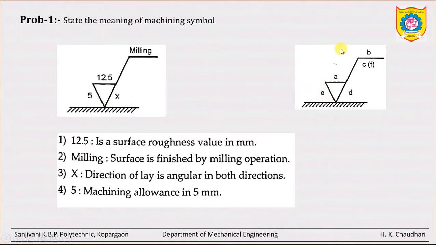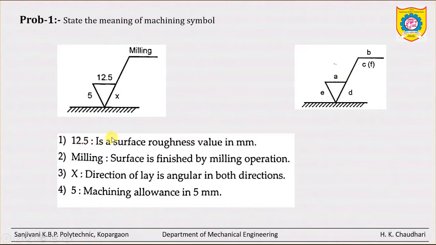So simply compare these values with our general machining symbol, and you can write the answer. This 1, 2, 3, 4 is the answer. The question was: state the meaning of machining symbol. So we have to draw this symbol and write it. You can draw this comparative symbol also in the exam. So you just have to write 12.5 here, that is A.